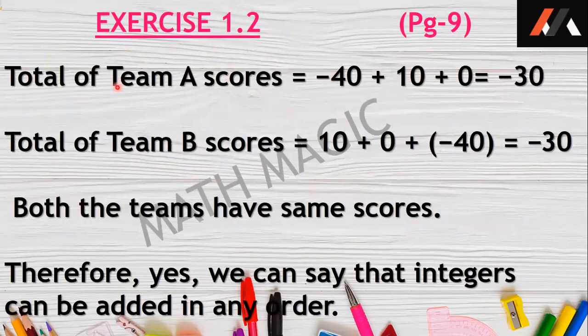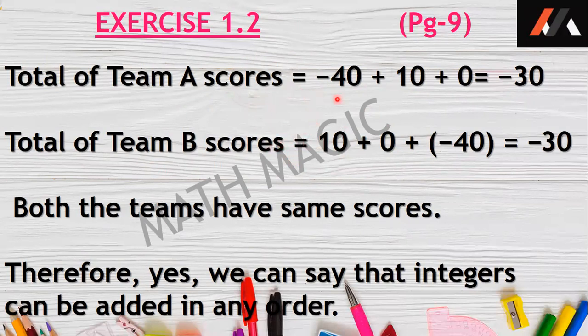So it has been given Team A, that's the first team, scored minus 40, plus 10, and 0. And Team B scores 10, 0, and minus 40. Now, how do I compare both the scores?